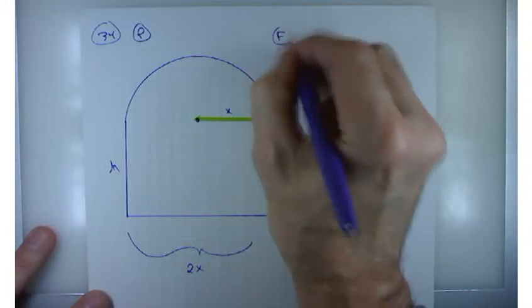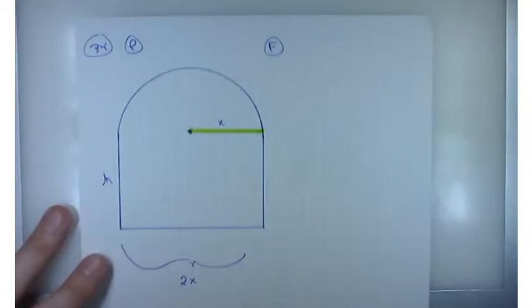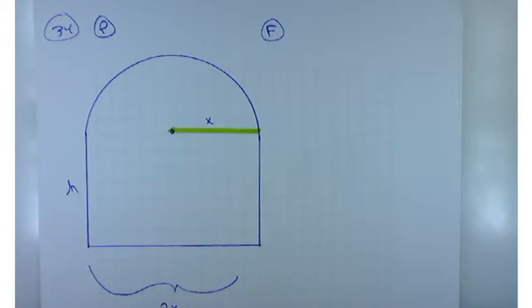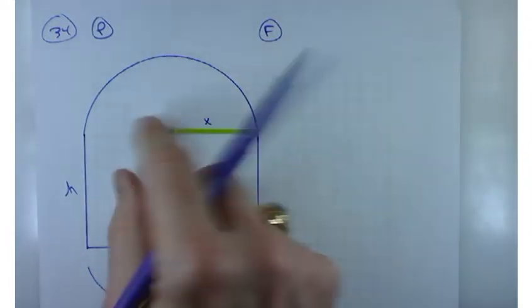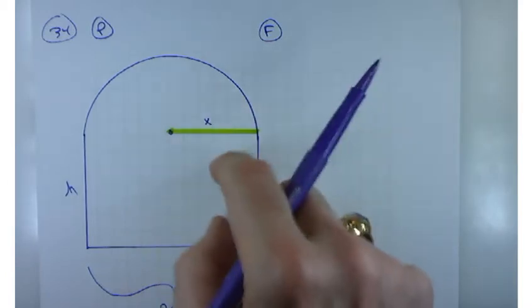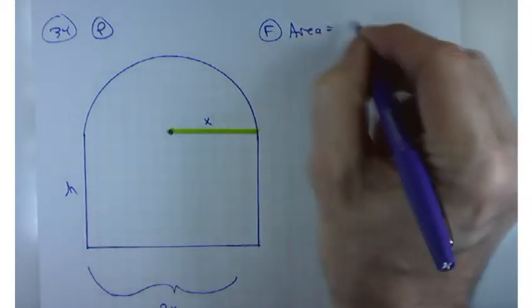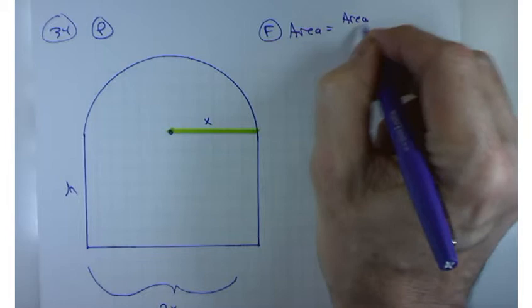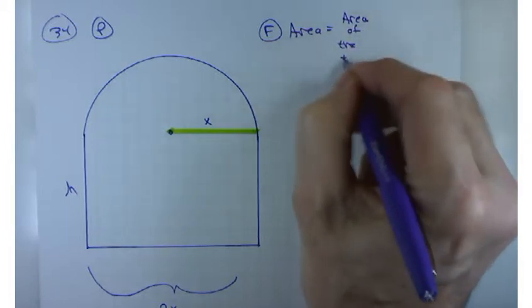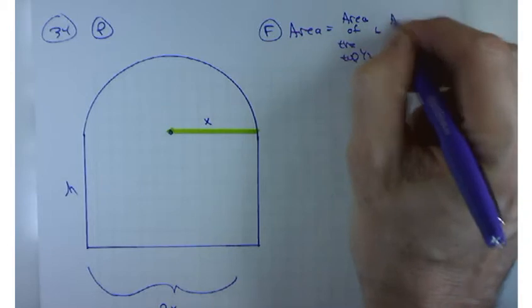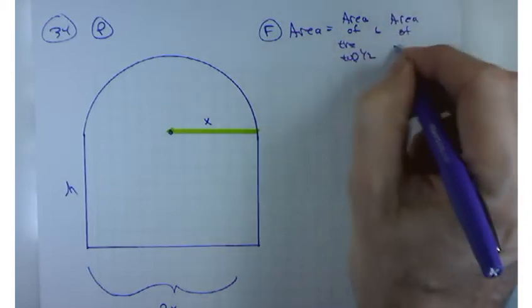Picture, function. Now ultimately what we want to do is we want to design this window with that fixed perimeter so that we can emit as much light as possible. So let's see here. The amount of light that comes in is going to be the area of the top half plus the area of the bottom half. So area equals area of the top half plus the area of the bottom.